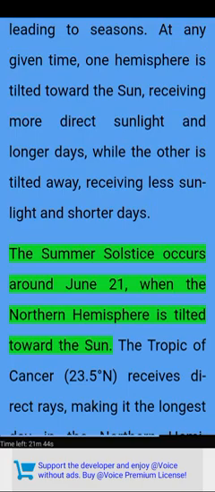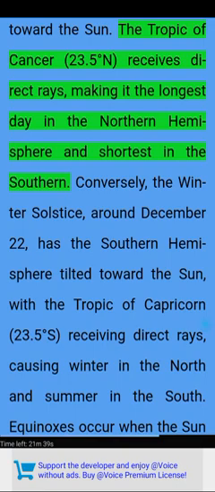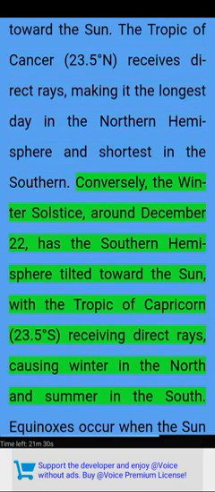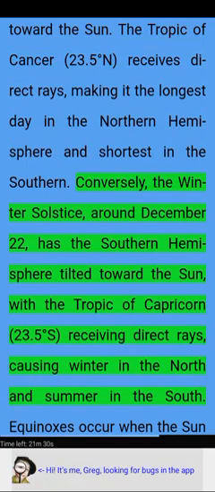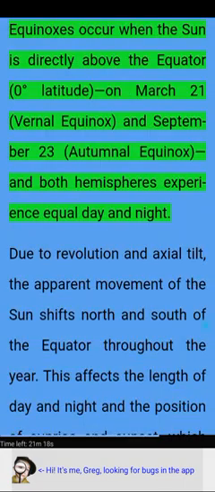The summer solstice occurs around June 21st, when the northern hemisphere is tilted toward the sun. The Tropic of Cancer, 23.5 degrees north, receives direct rays, making it the longest day in the northern hemisphere and shortest in the southern. Conversely, the winter solstice, around December 22nd, has the southern hemisphere tilted toward the sun, with the Tropic of Capricorn, 23.5 degrees south, receiving direct rays, causing winter in the north and summer in the south. Equinoxes occur when the sun is directly above the equator, 0 degrees latitude, on March 21st, the vernal equinox, and September 23rd, the autumnal equinox, and both hemispheres experience equal day and night.